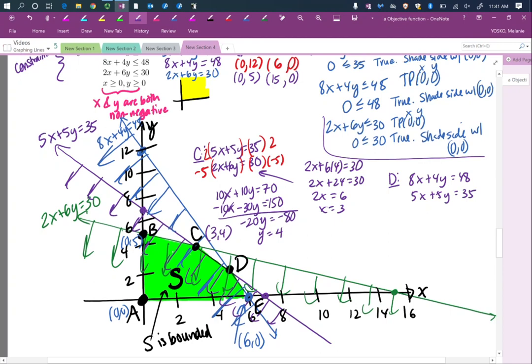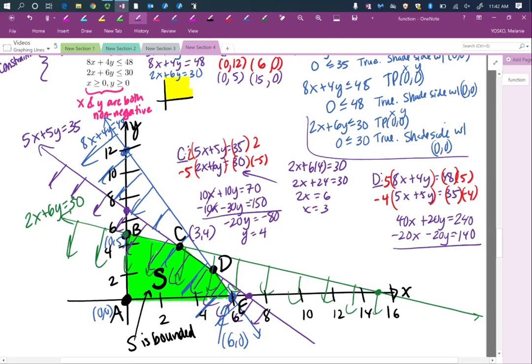We want the coefficients of either x or y, it doesn't really matter, to be the same but with different signs. The numbers are smaller for the y's. I have a 4 and a 5, so I'm going to choose to get rid of the y's. So I have 4y, and the other one's 5y, so the least common multiple would be 20. I'm going to multiply the top one by 5, and the bottom one by negative 4. When I do this, I get 40x plus 20y equals 240. And if I do the bottom one, I get negative 20x minus 20y equals negative 140.